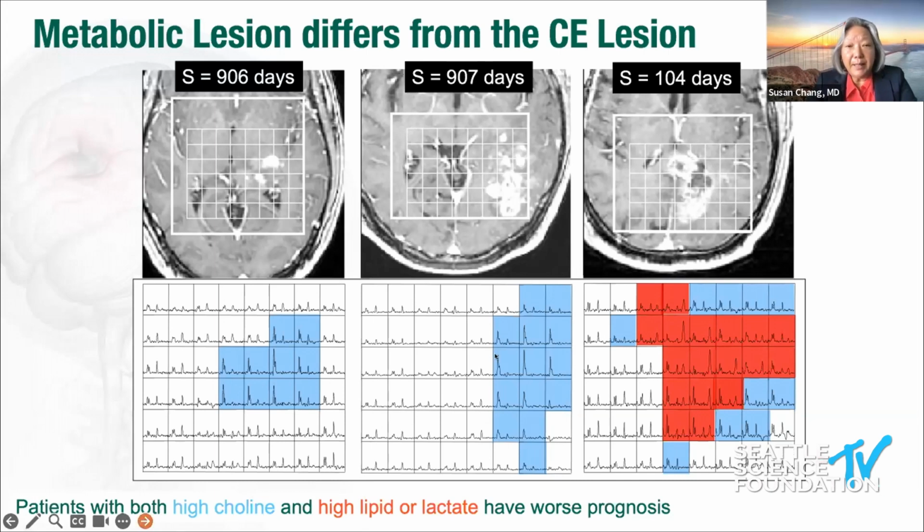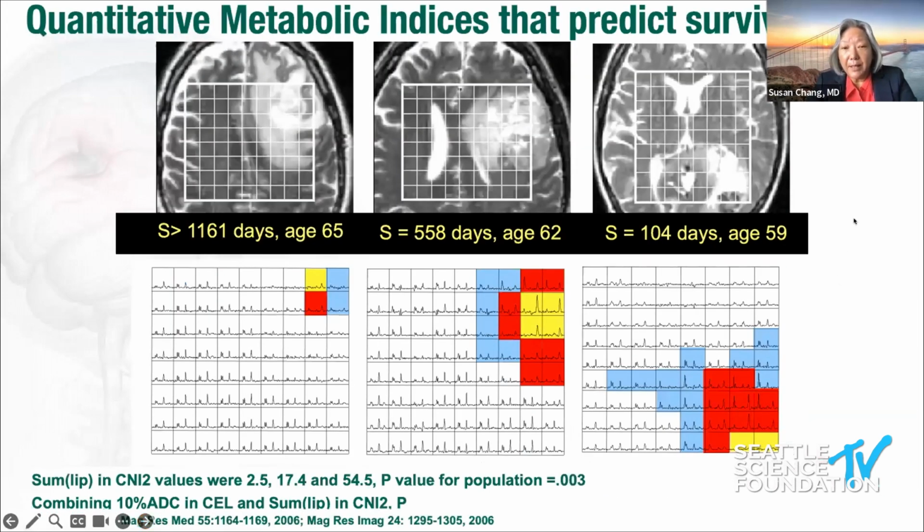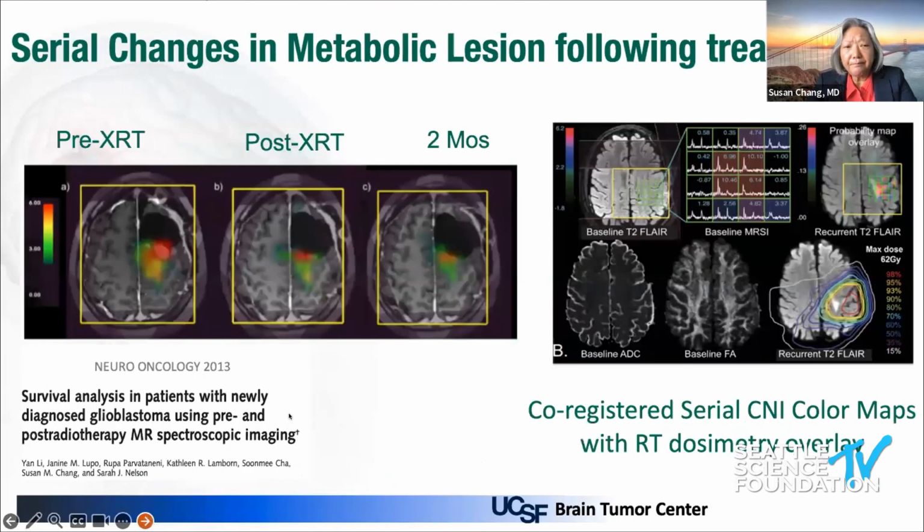In addition, we've been able to show that the quantitative metabolic effects can be important in terms of survival. So we've looked at the sum of the CNI values, as I talked about, combining that with ADC and lipid. So we're able to demonstrate again evidence of this metabolic imaging having a significant impact on the outcome of the patients. We've also done a lot of work on serial changes in the metabolic lesion following treatment.